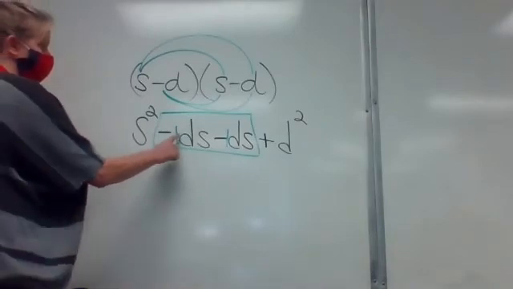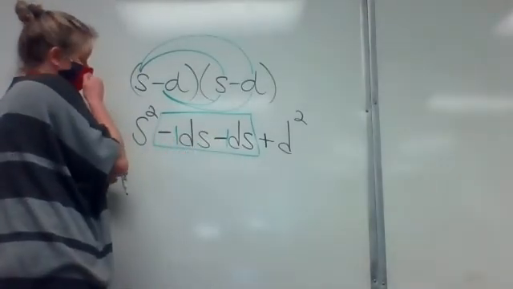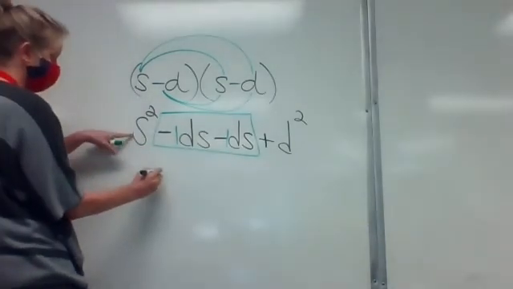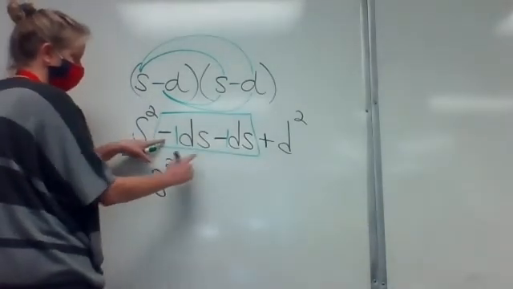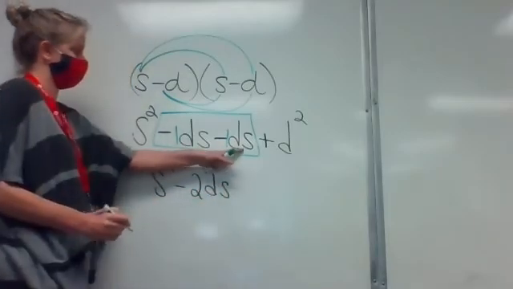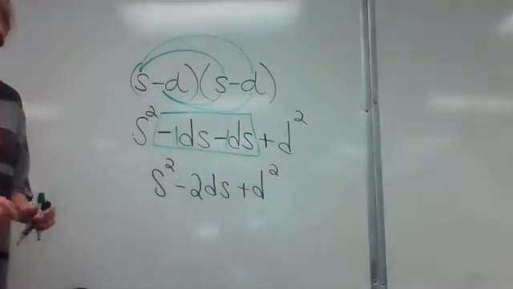So when I put these two terms together, negative 1 DS here, and I put that with another negative 1 DS here, now I've got negative 2 DS's. So I've got S squared, put these DS's together to get negative 2 DS, and then plus D squared.